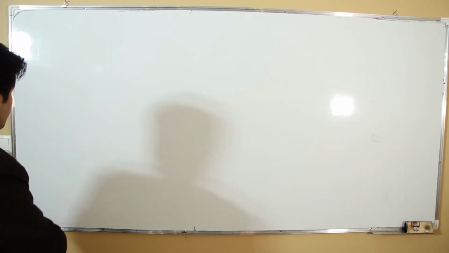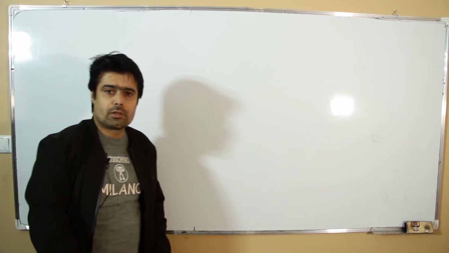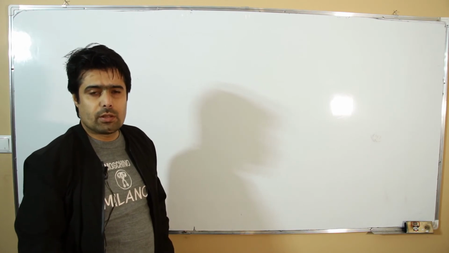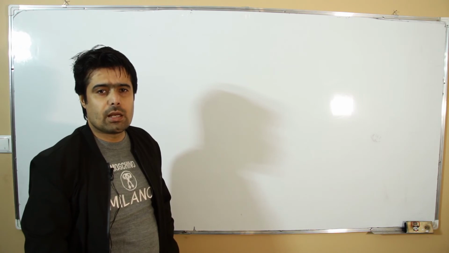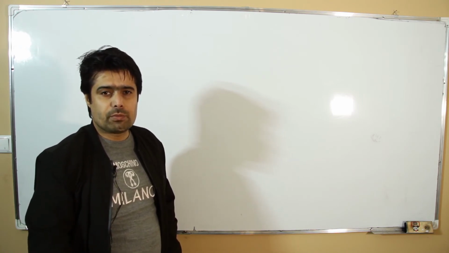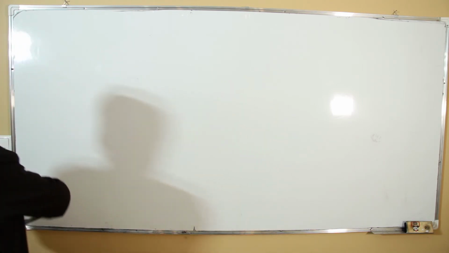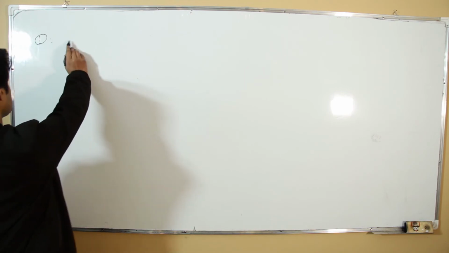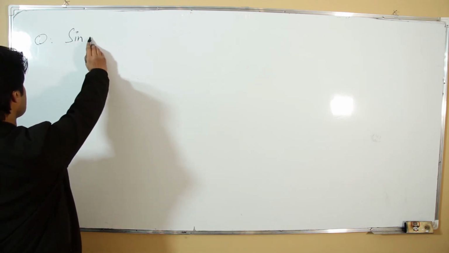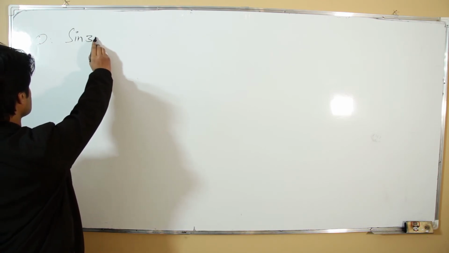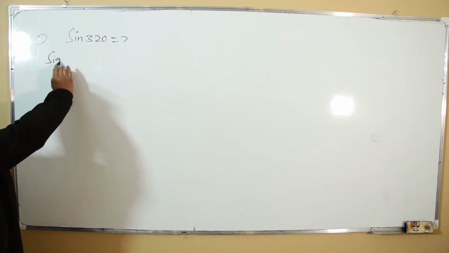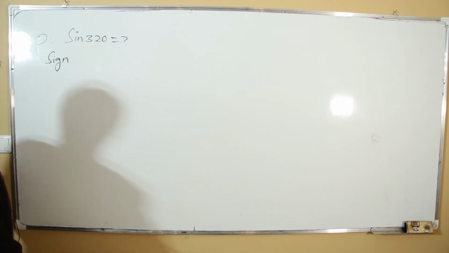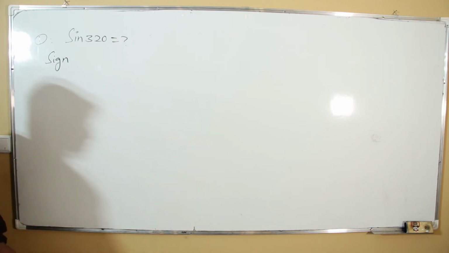By the way, we will go through some examples of this lecture so that you can get the real concept and the basic concept of the signs, and also the relation between positive and negative. The first example is sine of, for example, 320. What is the sign for this one? Is it positive or negative?